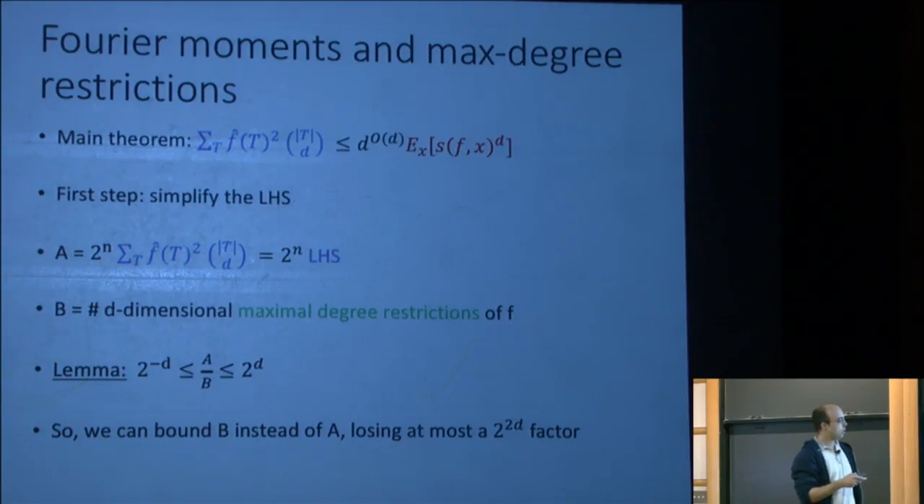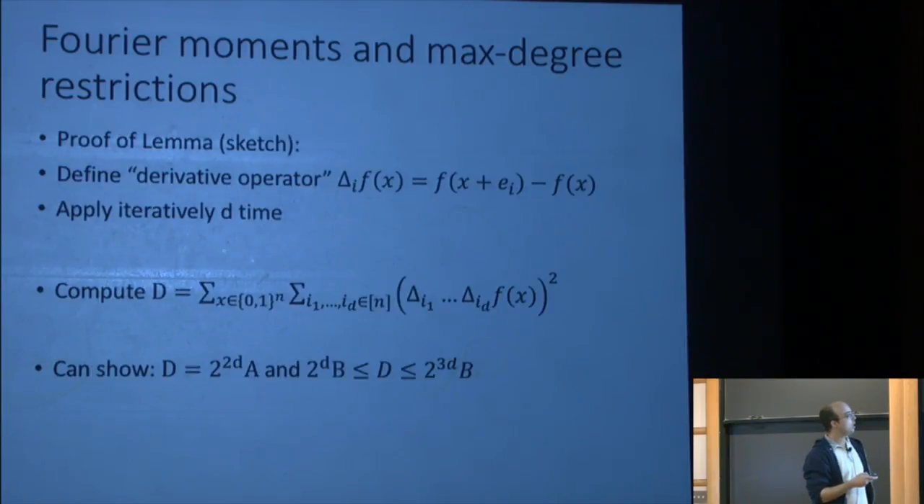This was also implicit in the previous paper. I'll give you some very high level idea why, but I won't go into the proofs here. This is not really interesting, just some calculations. So what's the high level idea? Define a derivative operator on functions, which basically means take the function on x with the ith bit flipped, minus the function on x. So it's like a discrete derivative operator on the Boolean cube. And just apply it iteratively d times, in d different directions, and compute the following expression.